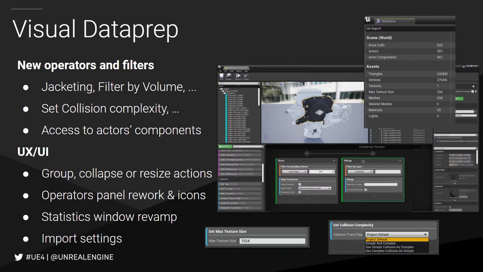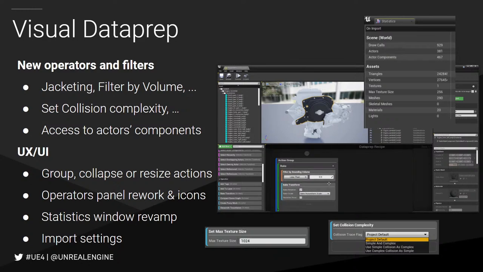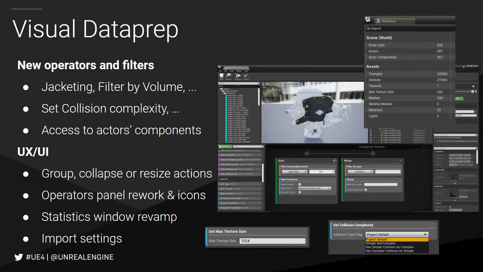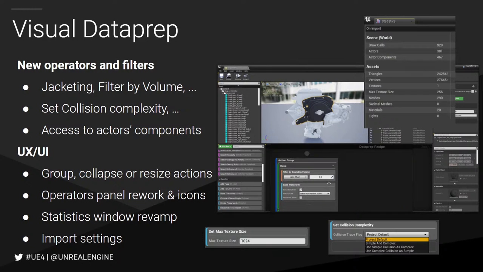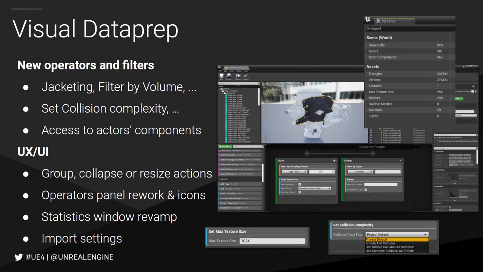And in Visual Data Prep 4.27, we have some new features. So we have filters like the jacketing and volume filters, which are going to be very, very useful. We also have some new operators like collision complexity, which has been asked for a while. So you can change the collision complexity of your meshes from simple to complex, as well as access to actor components, which is a new feature in 4.27. So you'll have access to, for example, in your walls, you'll have access to mullions, to your glass components and whatnot.